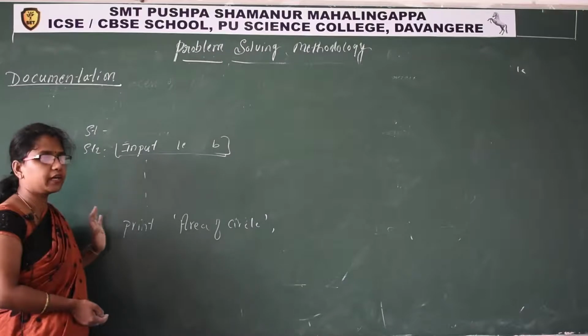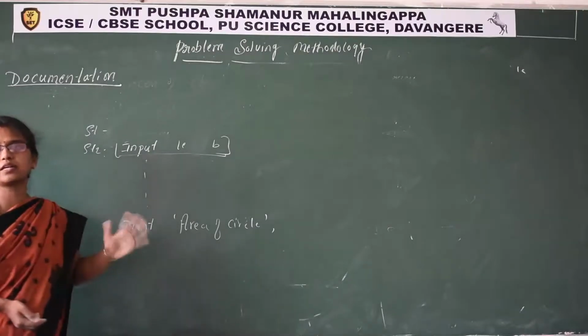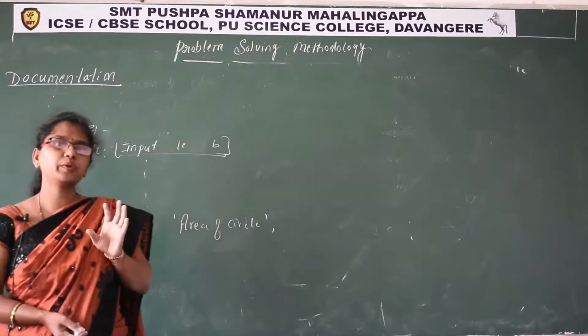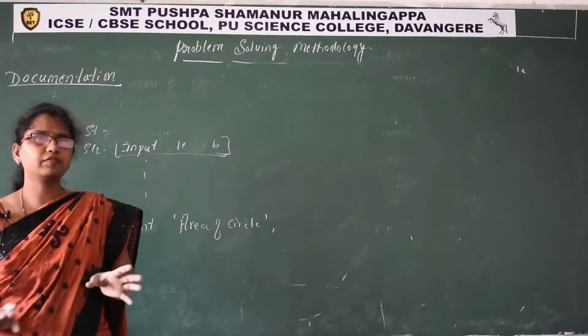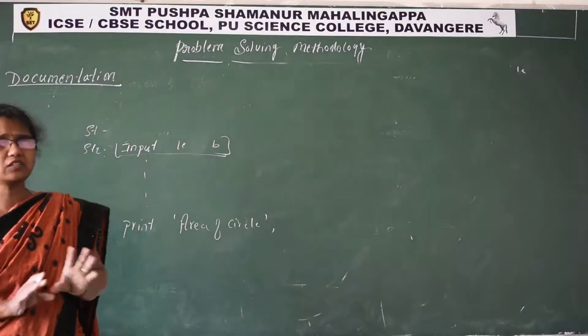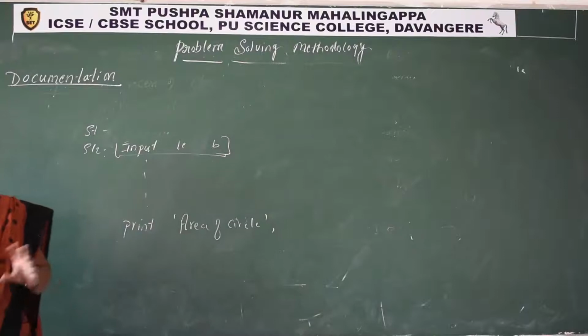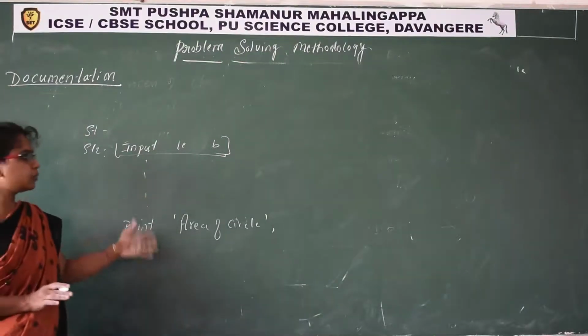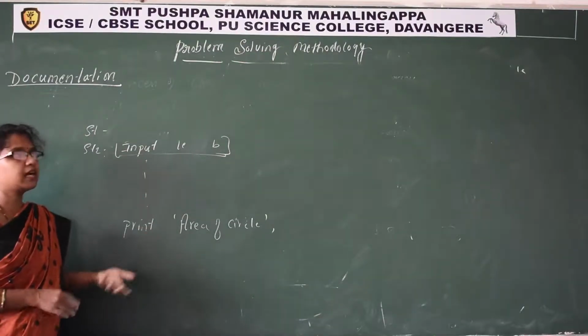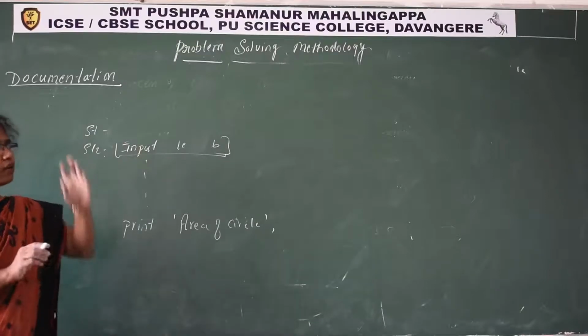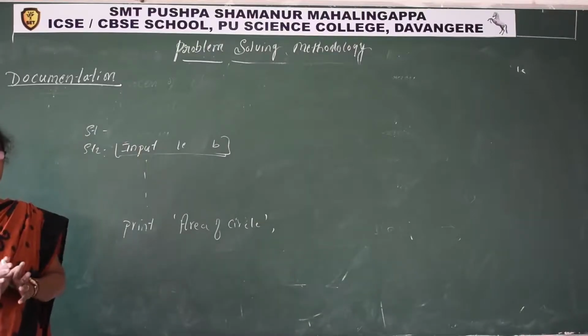What do I want to display? I want to display area of circle. That value is stored in which variable? Area. It is enough, we can display area only. But it is not a formatted output. If any naive user comes and sees the program, what's going on here, he can't understand. Only the value will be displayed on the screen.